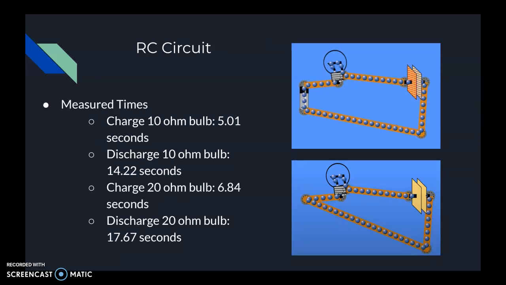After creating the RC circuit with a capacitor, I used the simulation to measure the time it takes to charge and discharge a 10 ohm bulb and then a 20 ohm bulb. The 20 ohm bulb took longer to charge and discharge, which is expected as a higher resistance would cause a lower current in the circuit, charging and discharging slower.